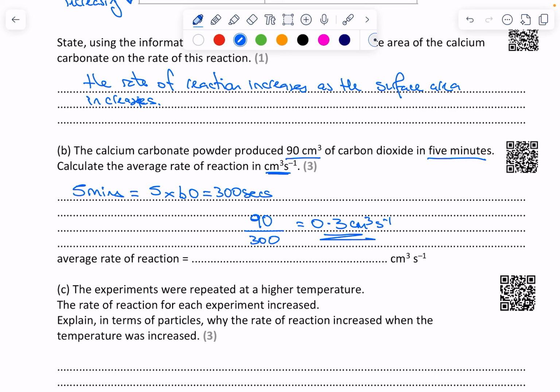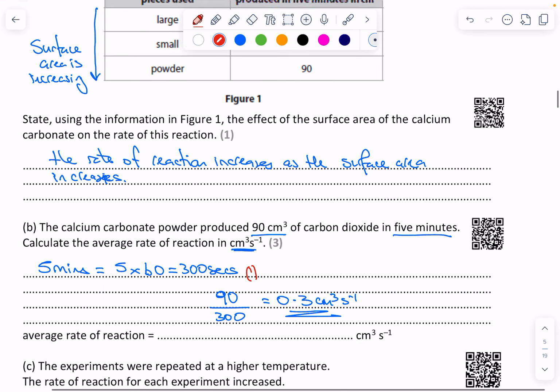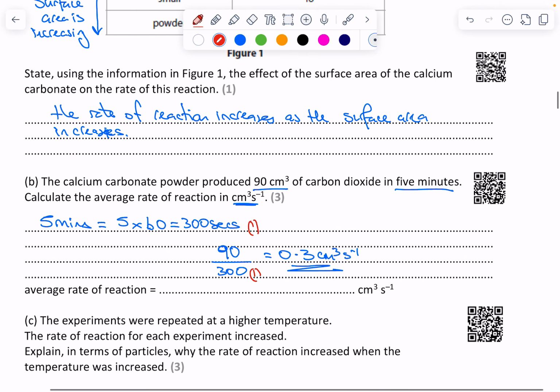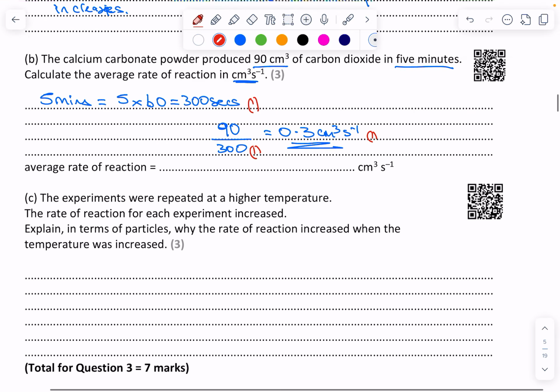There's 3 marks in there. Not really sure why there's 3. It's a lot of marks, that question. So you've got 1 mark for that bit, 1 mark for that, and then 1 mark for the final answer.